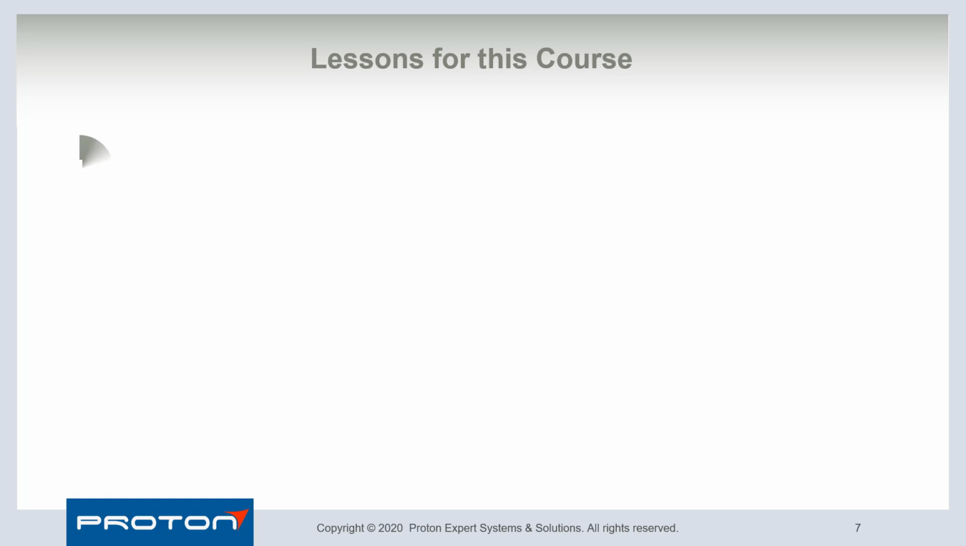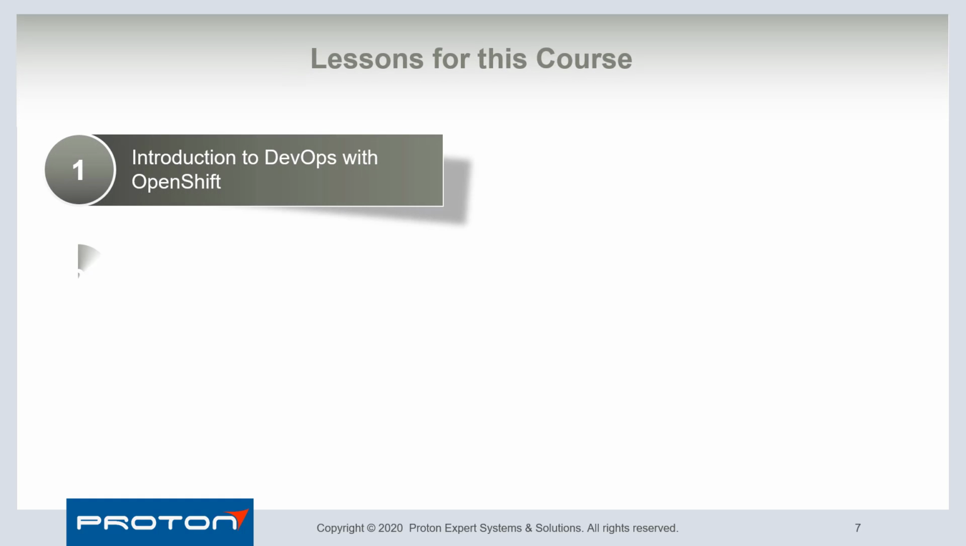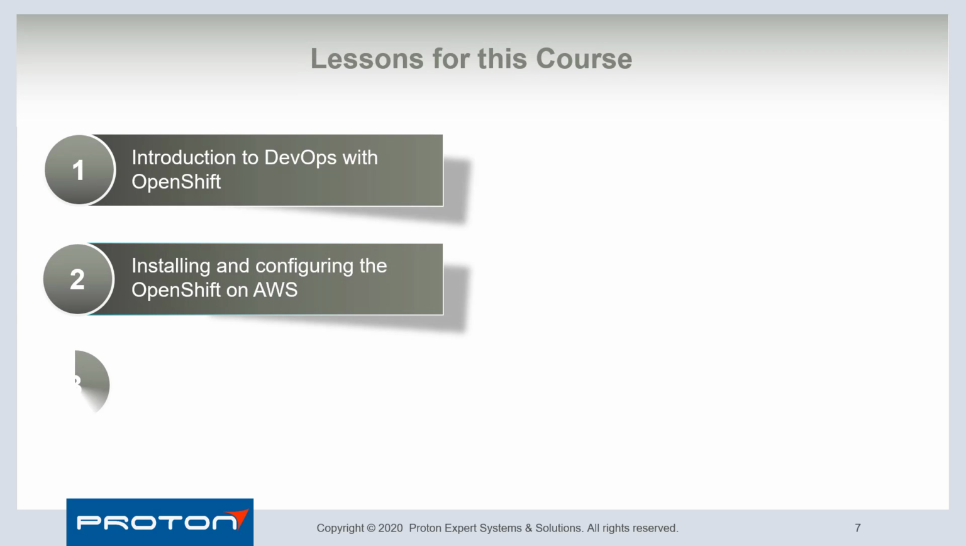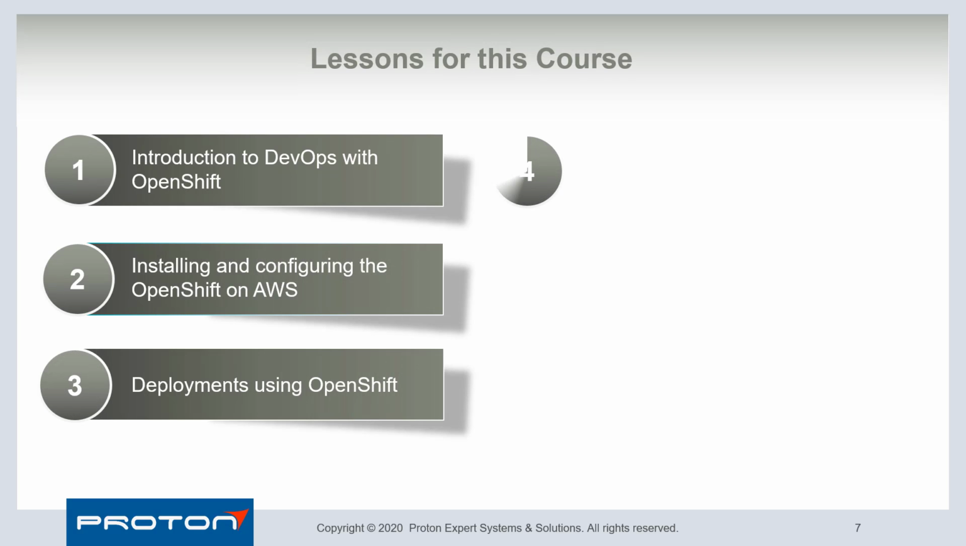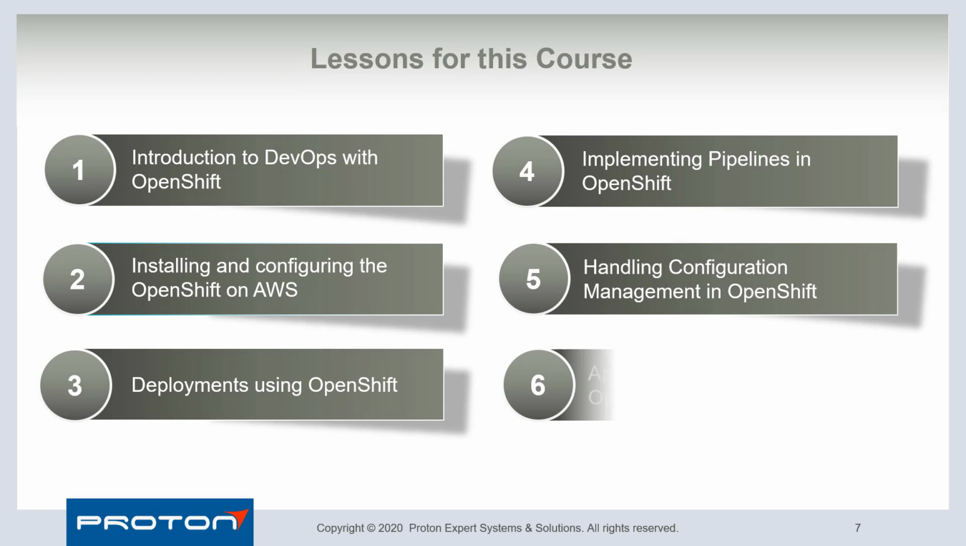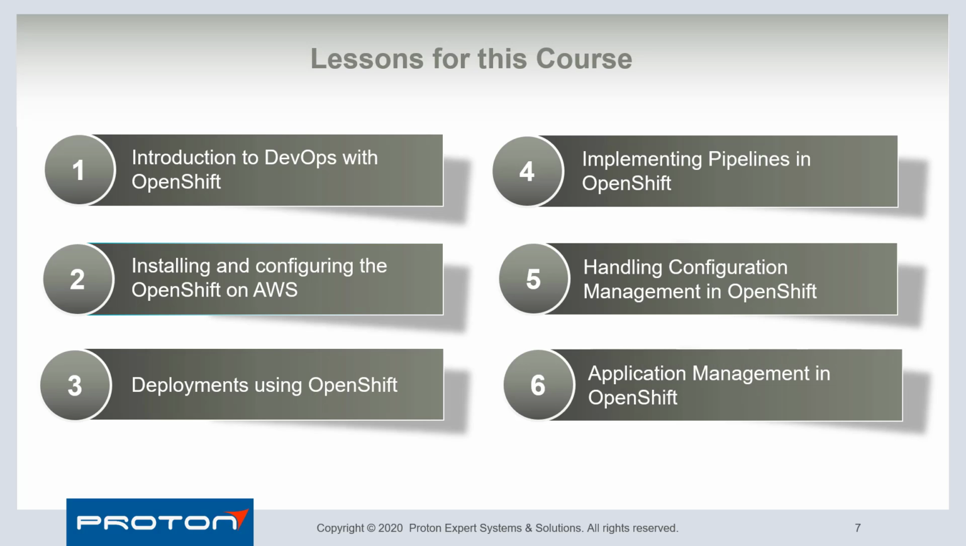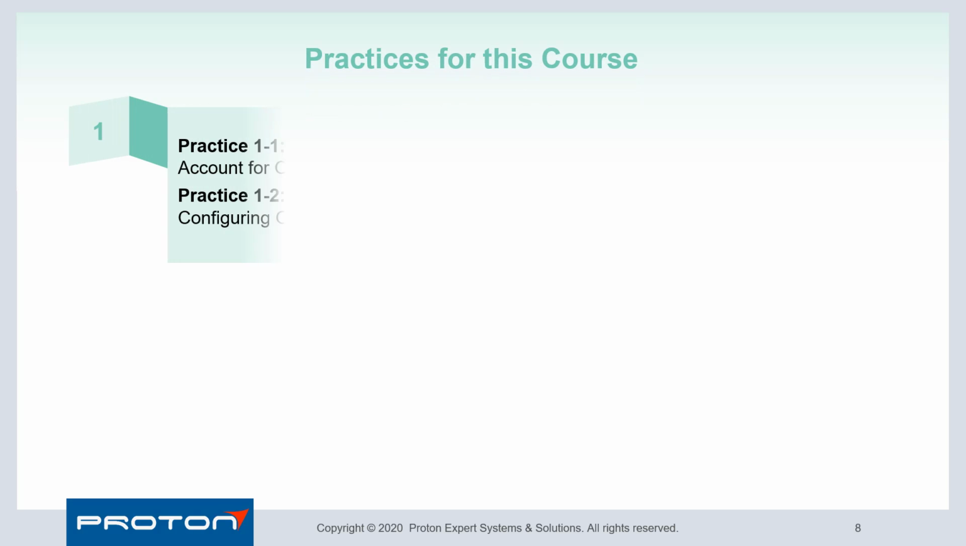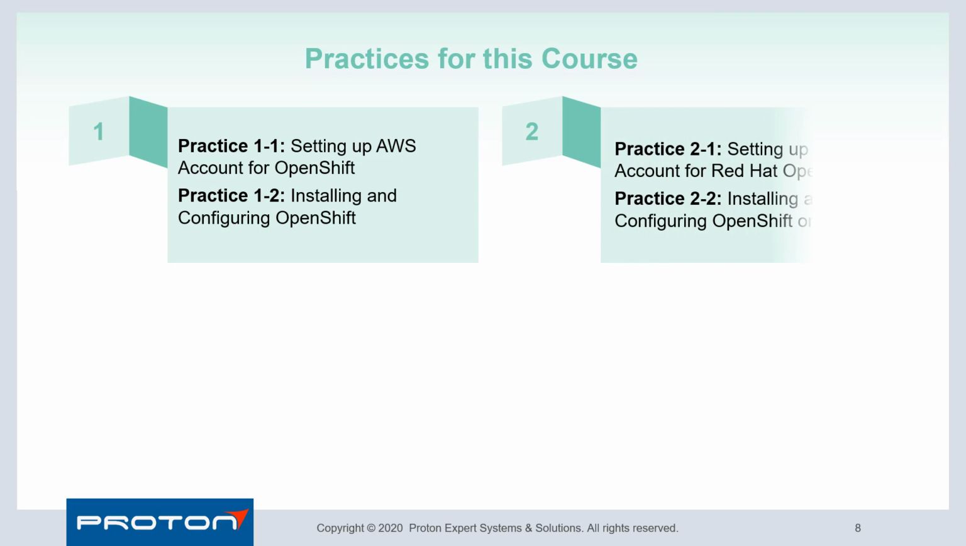The course schedule includes the lessons and the practices. In the slide, you see the list of 6 lessons which illustrate the various concepts of OpenShift on AWS. The course comprises the Introduction to DevOps with OpenShift, installing and configuring OpenShift on AWS, deployments using OpenShift, implementing pipelines in OpenShift, handling configuration management in OpenShift, application management in OpenShift. The course includes a lot of hands-on using various features of OpenShift.